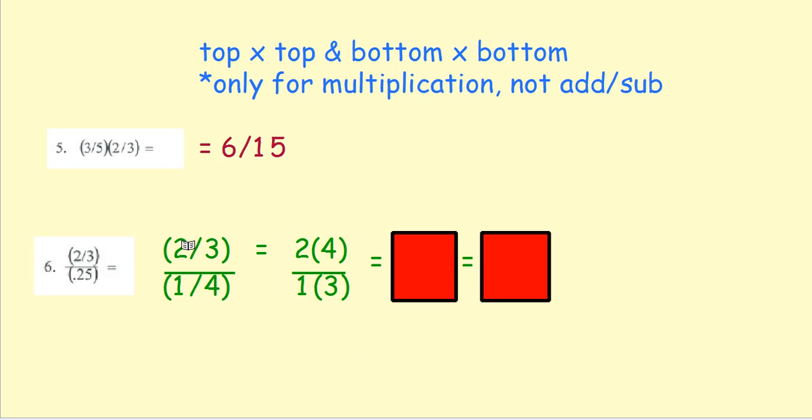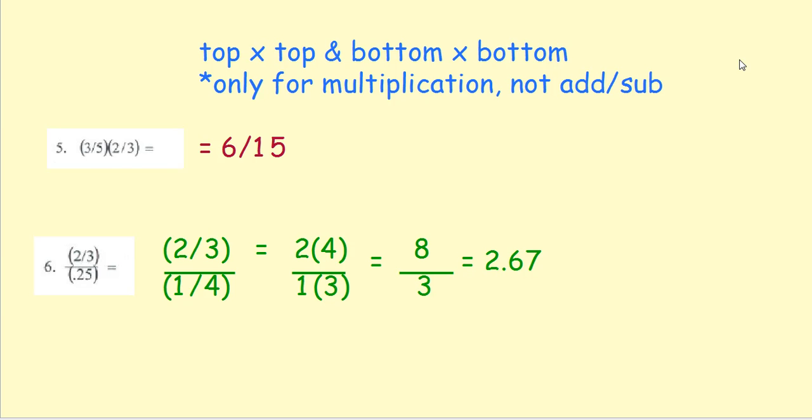And instead of having them as division problems, they're now multiplication problems. So we now have 2 times 4 instead of 2 divided by 3. And we now have 1 times 3 instead of 1 divided by 4. It's kind of a neat trick. It's easier to think about because we know 2 times 4 is 8 and 1 times 3 is 3. If you go ahead and divide this either on a calculator or through long division, it should give you something like 2.67.